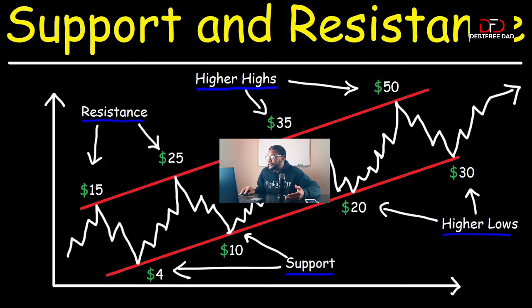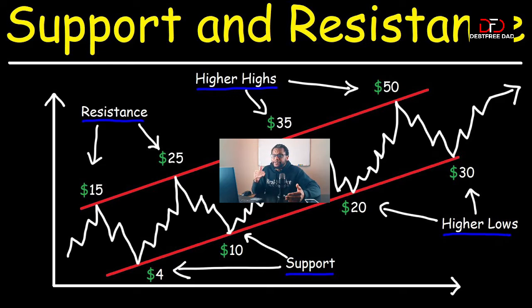So if we take a look at the image on the screen, the resistance for this imaginary stock, Debt-Free Dad Corp, initially was $15. The support line was $4. Why was $4 the support line? Because this stock hardly ever goes past $4. Now, keep in mind, the resistance can increase and should increase as the stock continues to grow, and the support should also increase if it's a good stock.